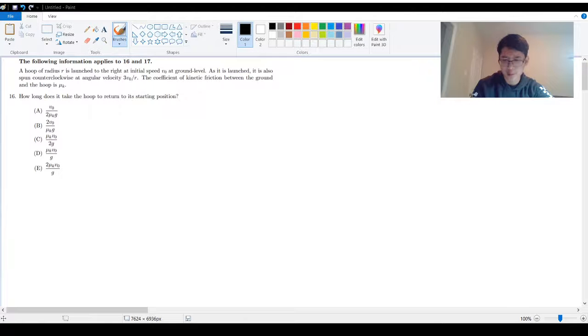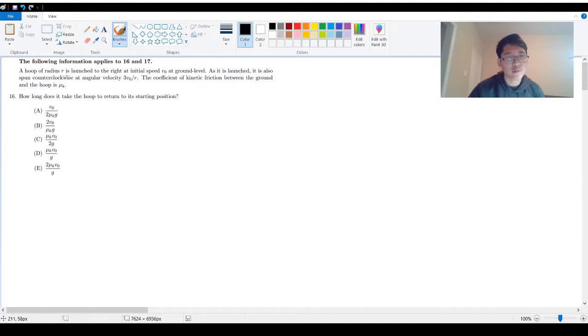Hey everyone, welcome back, and we're now moving on to question 16 in the 2019 B test. This problem is one of my favorite rotation problems because it covers almost everything you need to know about rotation at the F equals ma level.